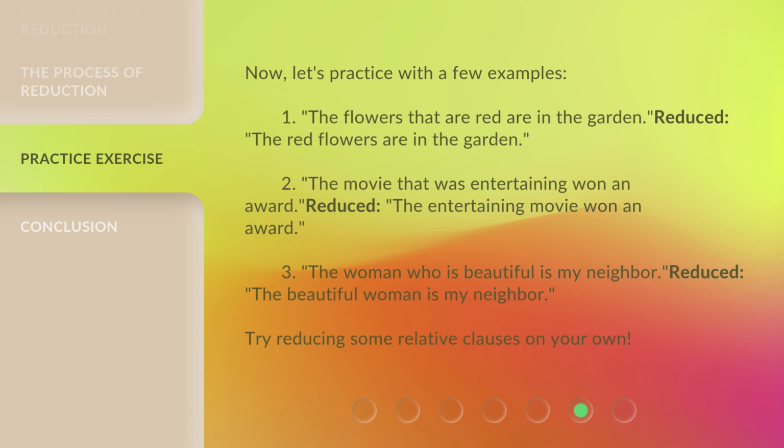Now, let's practice with a few examples. 1. The flowers that are red are in the garden. Reduced: The red flowers are in the garden. 2. The movie that was entertaining won an award. Reduced: The entertaining movie won an award. 3. The woman who is beautiful is my neighbor. Reduced: The beautiful woman is my neighbor. Try reducing some relative clauses on your own.